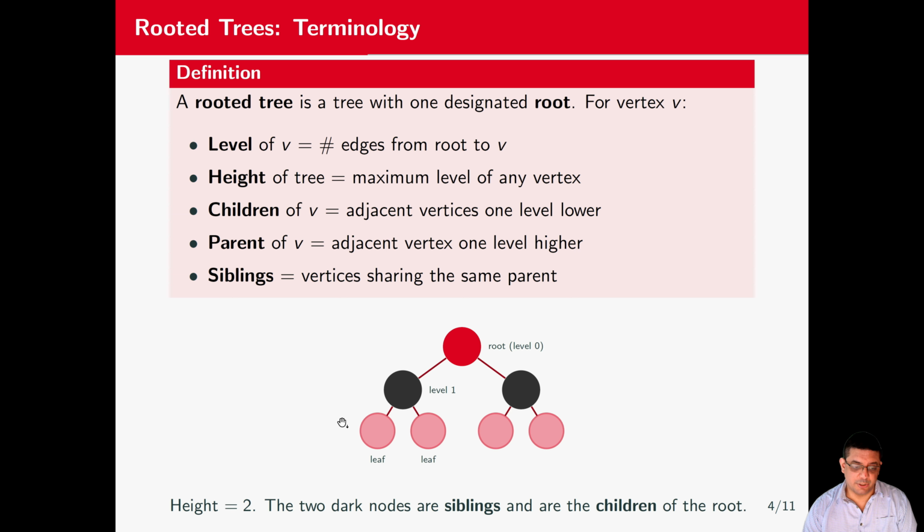Notice that this is a tree of height 2. The two dark nodes are going to be the siblings, and the children of the root are these two. And then finally, from these two, their children are going to be what we call the leaves.